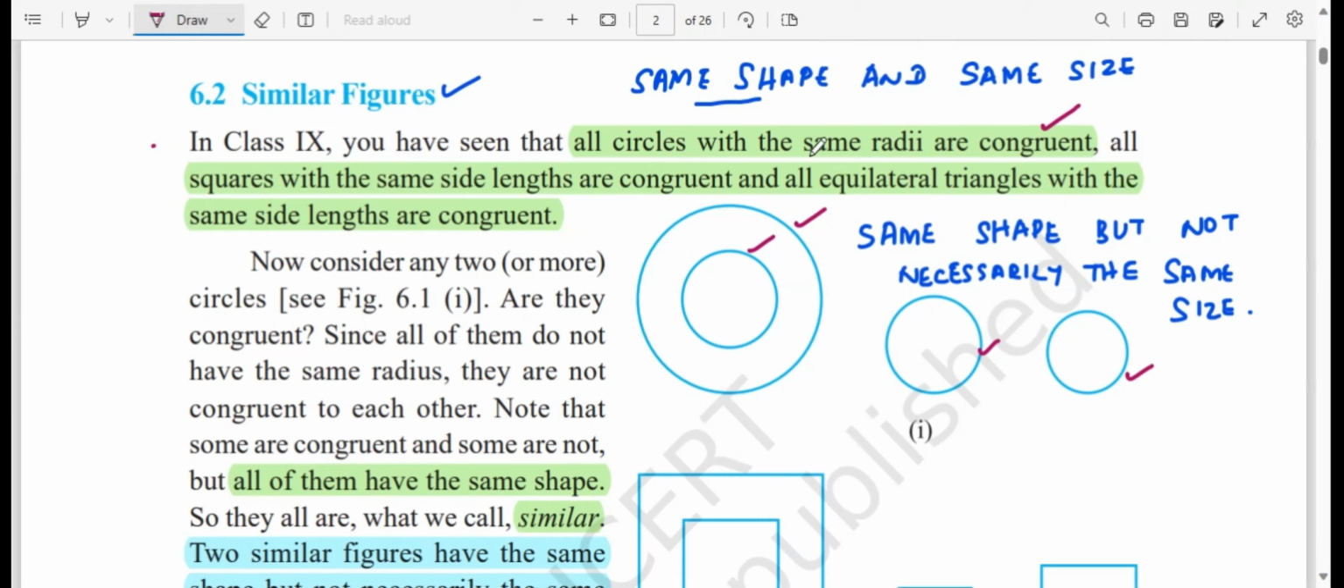Okay, so which can be called congruent? The circles with the same radius can be called congruent. For example, squares with the same side can be called congruent. An equilateral triangle with the same side length can be called congruent.